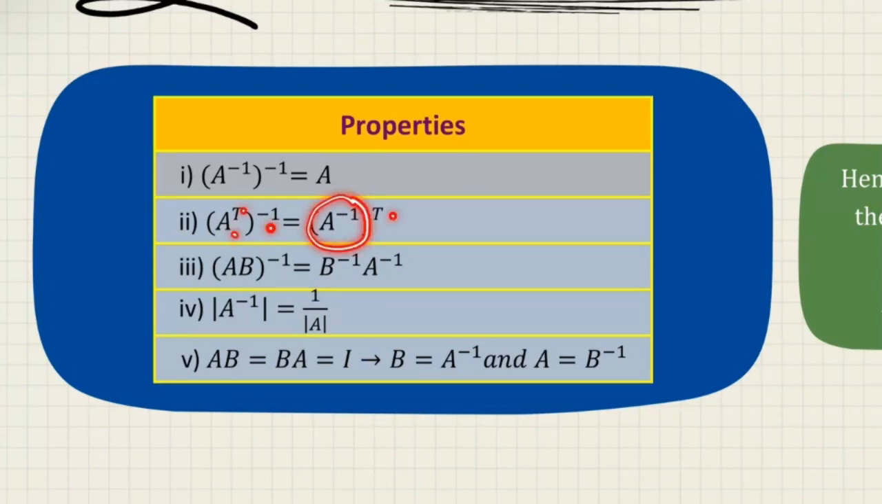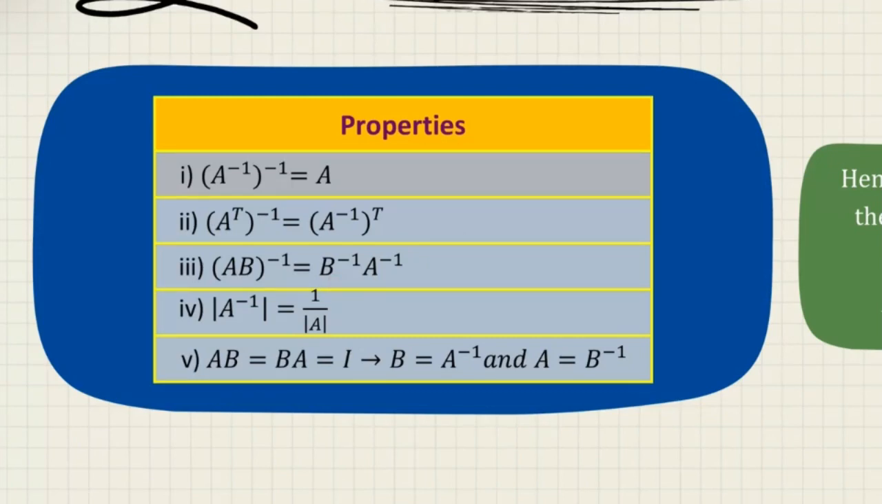Okay, and then apa lagi? Kita ada AB, the product of AB, bila kita cari inverse dia, sama juga dengan cara bila kita cari B inverse dahulu, kemudian kita darabkan dengan A inverse. So ini pun lebih kurang sama dengan properties of transpose, where AB transpose dia akan sama dengan B transpose A transpose. So dia lebih kurang sahaja.